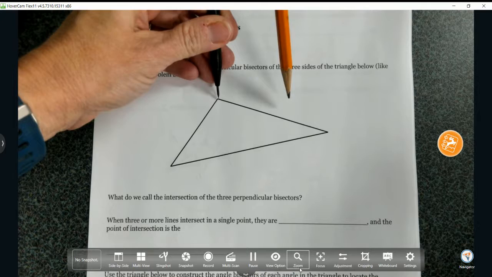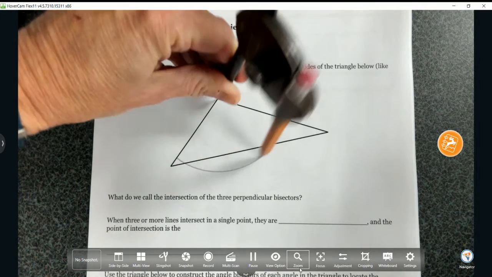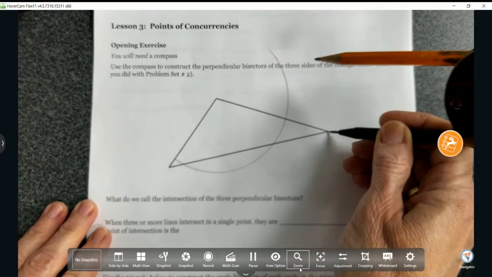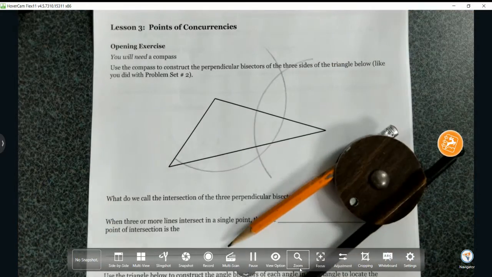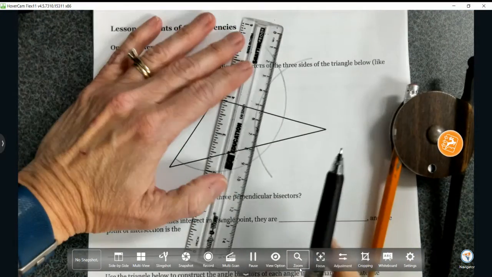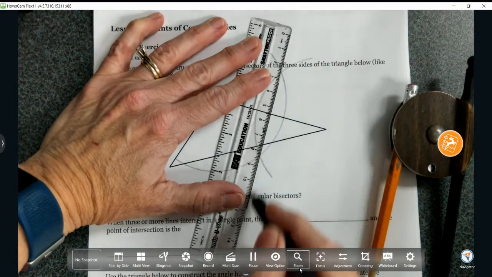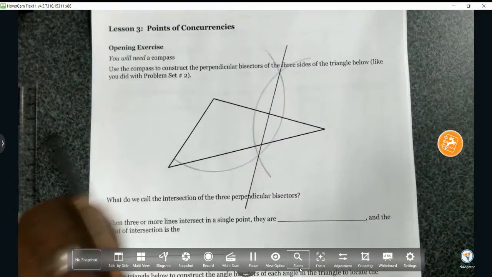So I'm going to make the perpendicular bisector of all three sides. I'll start with this side. I'll make an arc. Then I'll come over to the other end. Make the same size arc. And I'll draw my line segment here. Make it long, because we're going to see if these things intersect on all three sides.